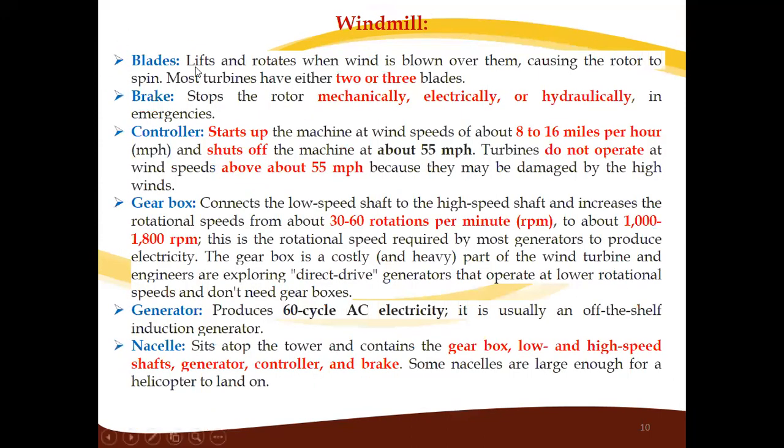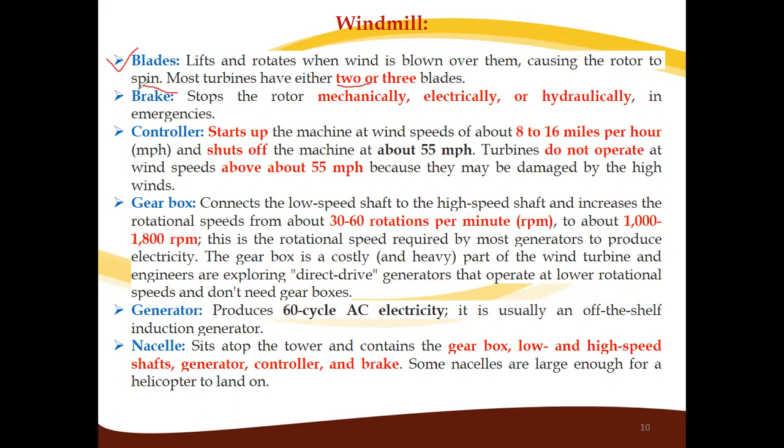So the first part is the blade. Blades lift and rotate when the wind blows over them, causing the rotor to spin. Most turbines, that is most windmills, have either two blades or three blades. So this is the first part of the wind turbine, that is the blade.